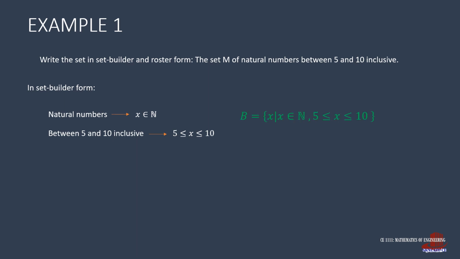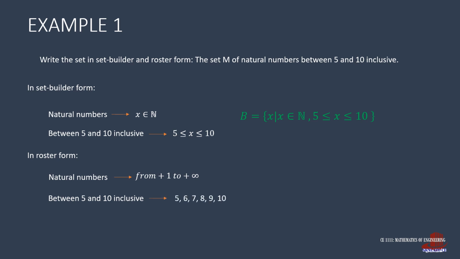Now combine all math expressions to have B as all values of x, with the property that x is an element of natural numbers and it is between 5 and 10. The roster form requires identifying x. The first condition of natural numbers shows that the answers are positive numbers. Next is between 5 and 10 inclusive. This shows 5, 6, 7, 8, 9, and 10. So in roster form, set B has elements 5, 6, 7, 8, 9, and 10.